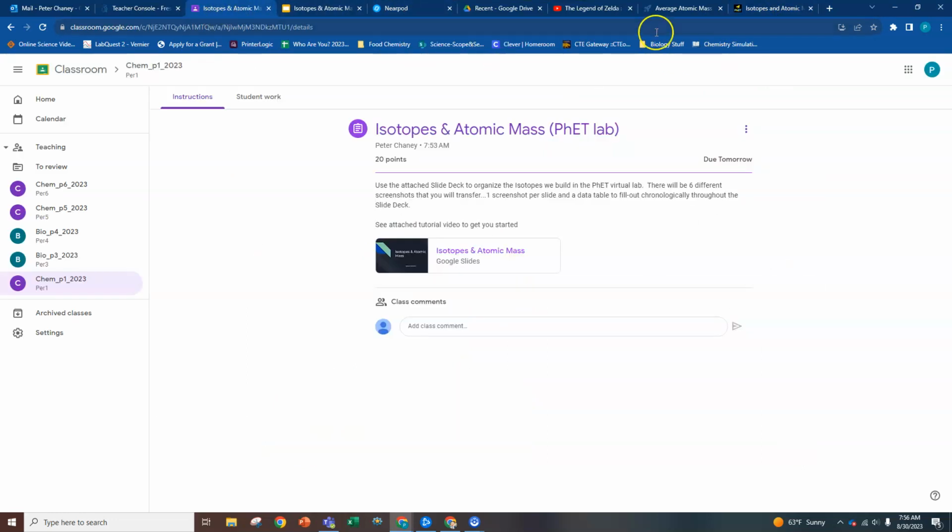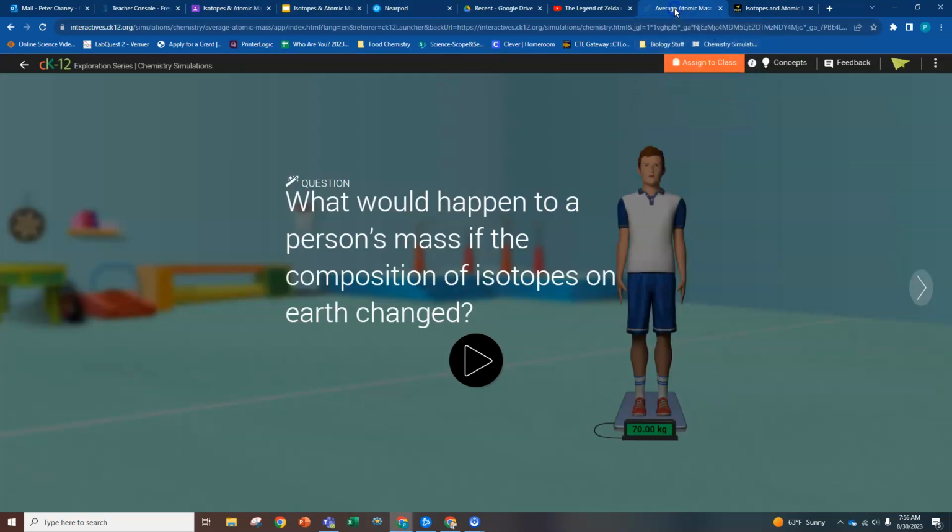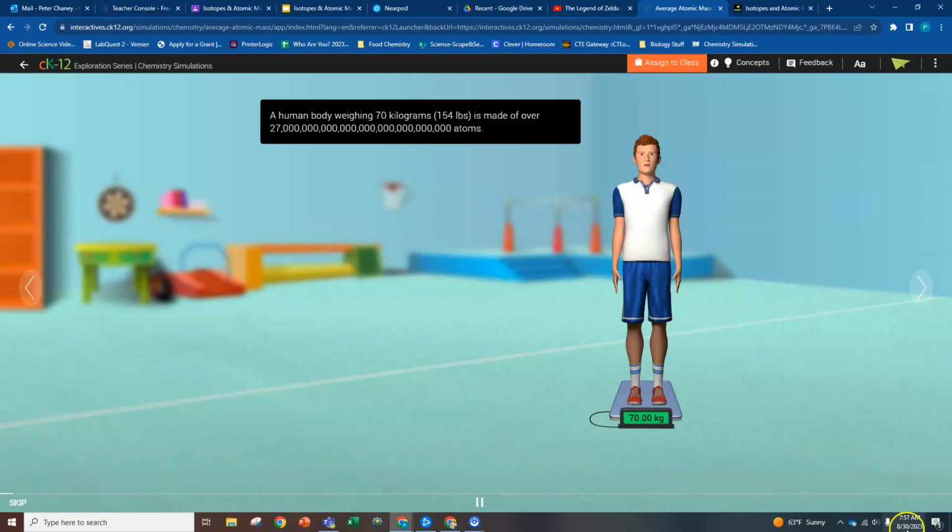But before we get into the PhET lab, let's go through a little simulation that talks about isotopes in general and how they're found in nature, because that's going to be part of the lab questioning. So the question for this right now is, what would happen to a person's mass if the composition of isotopes on Earth changed? So let's just play this simulation.